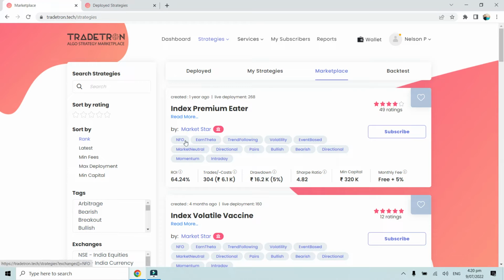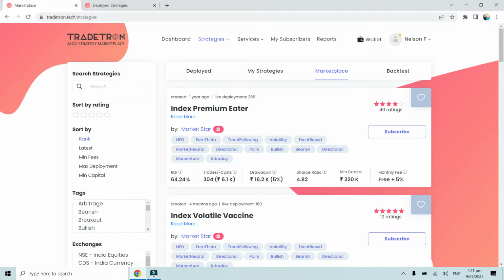Next are these parameters that you see: NFO, earn theta, trend following. These are tags given by the strategy creator to describe what kind of strategy this is, whether it is directional, or a buying or selling strategy. Since this is earn theta, it means it is an option selling strategy, and it is also trend following. It also takes directional trades and is completely intraday. So these are the different tags the creator has given.